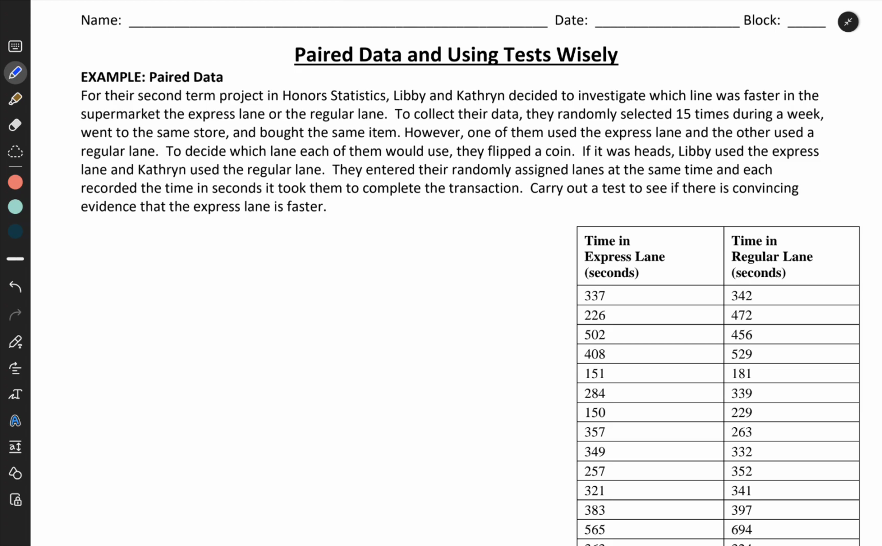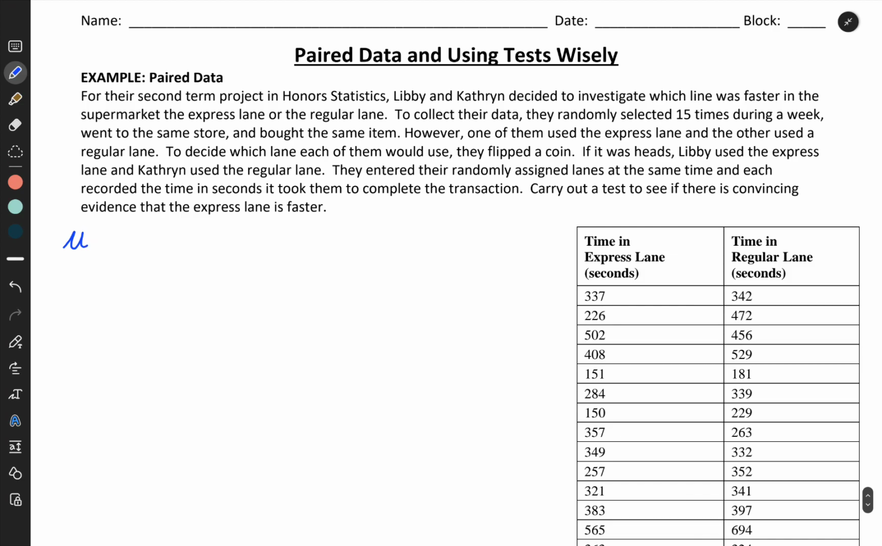So we've got all of our data here in this table. Let's go ahead and start our 4-step process with our statement. First of all, we're going to have to be a lot more specific on our parameter of interest. Mu is going to represent the true difference, and then we have to say which direction we are testing. We can pick one or the other. I'm going to take the express lane minus the regular lane for my particular difference. So the true difference in time that it takes to check out.